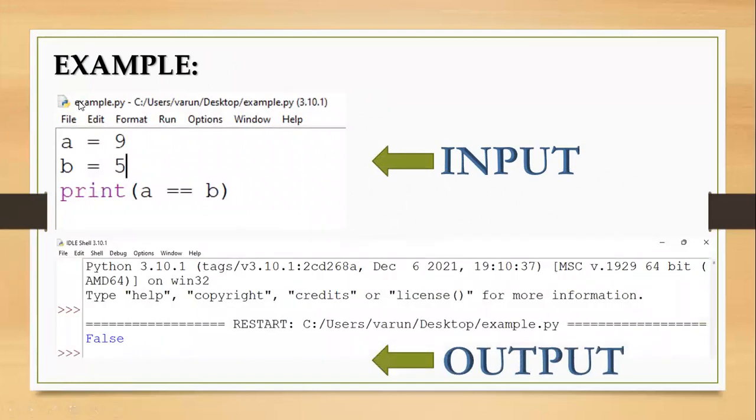This is the example for equal to operator. This is the screenshot of the input. This is the screenshot of the output. Here in input we give a equals 9, b equals 5, print in the brackets a double equal to symbols b. Here the output returns false because the left operand is not equal to the right operand.